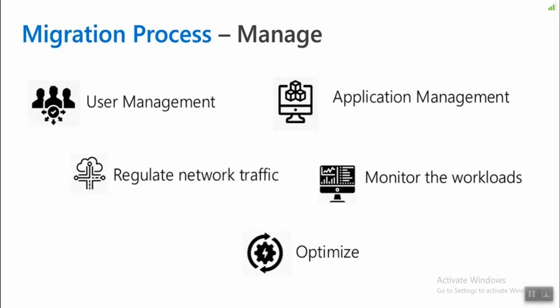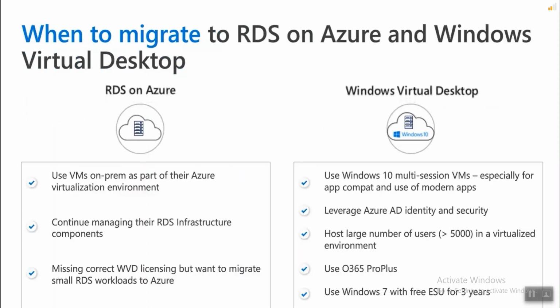And so once you monitor the environment, it feeds back into your optimization phase, wherein you're again looking at how you can reduce cost and reduce the management overhead, et cetera. So these are the 4 main steps in your migration process. Now let's take a look at when do you actually migrate to RDS in Azure and when do you migrate to Windows Virtual Desktop. Of course, this differs from scenario to scenario and customer to customer, but there are some recommended guidelines that we want to talk about here.